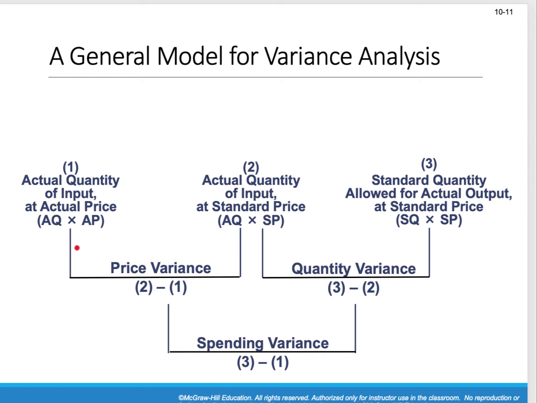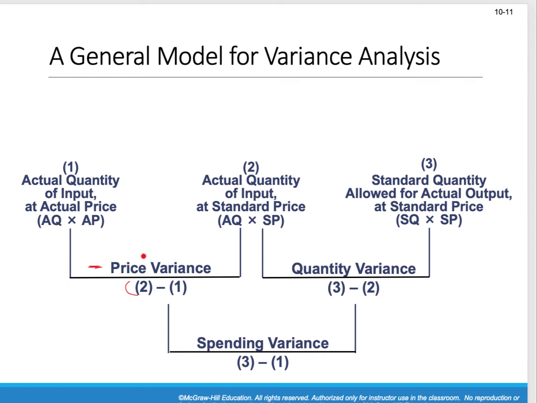So if you notice, the first calculation is we need to calculate price variance. It's very easy for us to do, right? We take the standard price times the actual quantity, and we get our answer, right? We get a number. We subtract that from the actual quantity at the actual price, okay? So that's the difference, the price difference or the price variance.